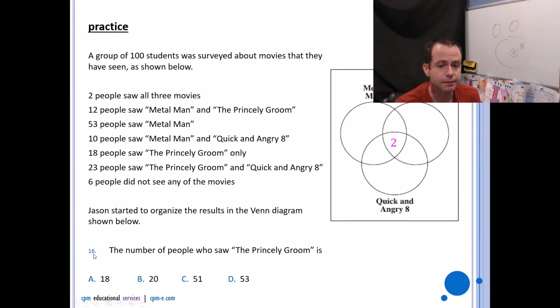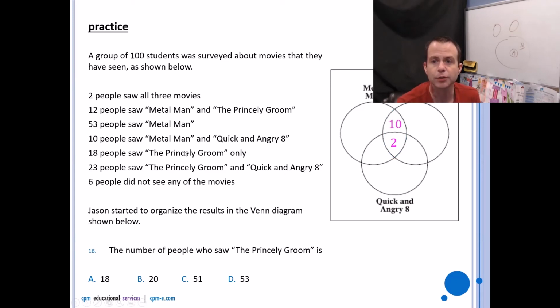You have to listen very carefully to this because this is a common issue that kids have. The next statement is 12 people saw Metal Man and The Princely Groom. A lot of people say, oh, 12 must go right up here. But that's not true. Take a look at what I'm drawing here, that represents Metal Man and The Princely Groom. So that has to add up to 12. I already have 2 taken care of, so I need to stick a 10 in right there. That way it adds up to 12.